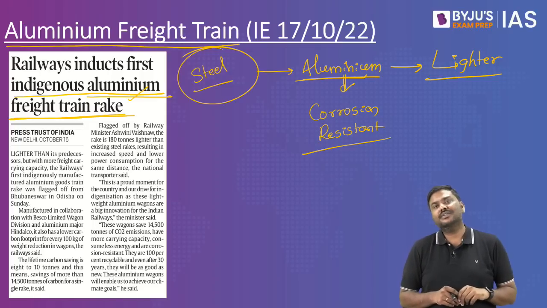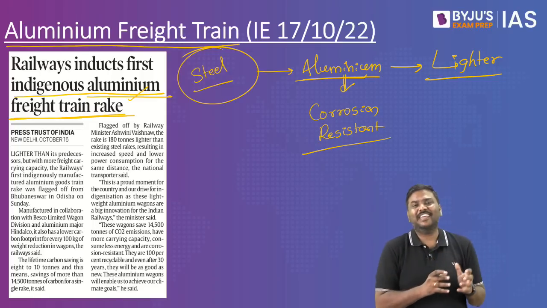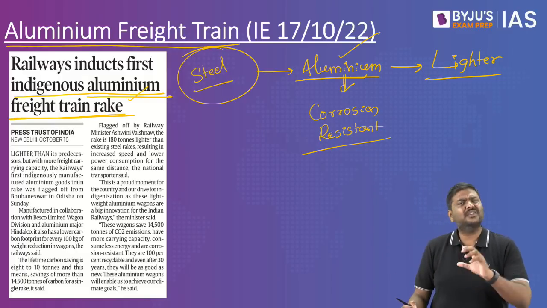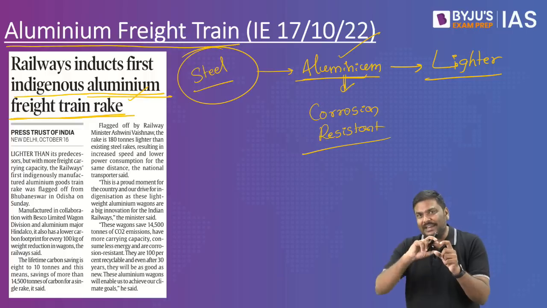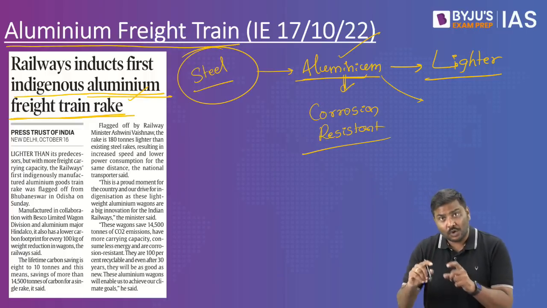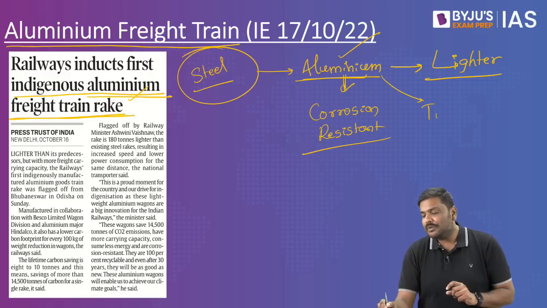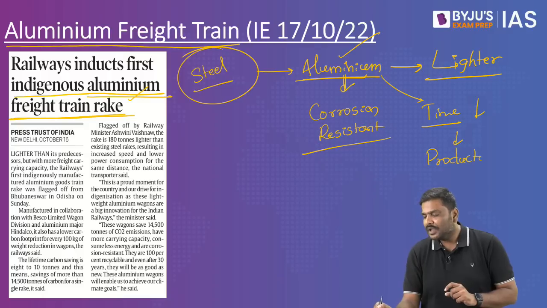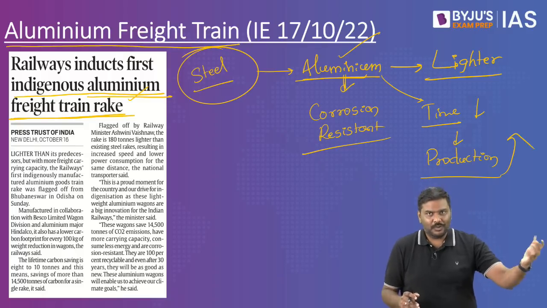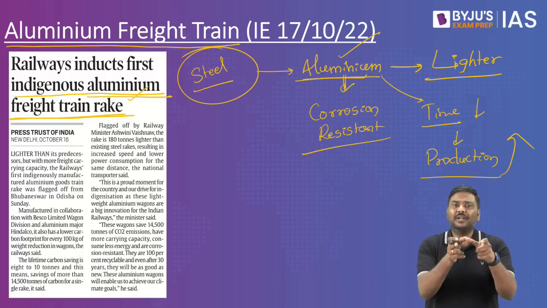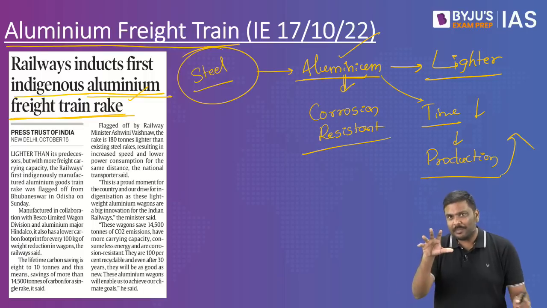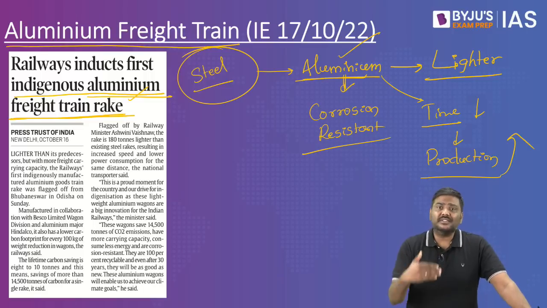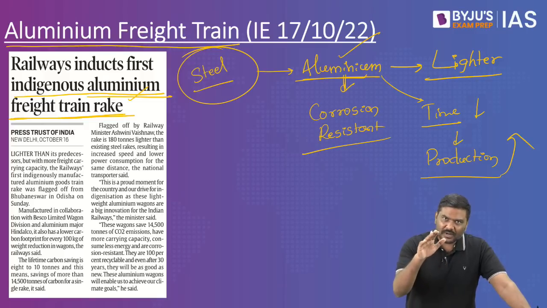Third very important advantage is, compared to manufacturing the steel rakes, manufacturing of aluminium rakes takes very less amount of time, comparatively. So if it takes less time to manufacture aluminium rakes, can I simply conclude that the time taken for production will be lower, which means we'll be able to produce more and more of these rakes at a much higher pace compared to the steel rakes that we are producing today. Right? Look at all of these advantages. Government of India says introduction of aluminium rakes is much better. And that is what Government of India is going to do now.